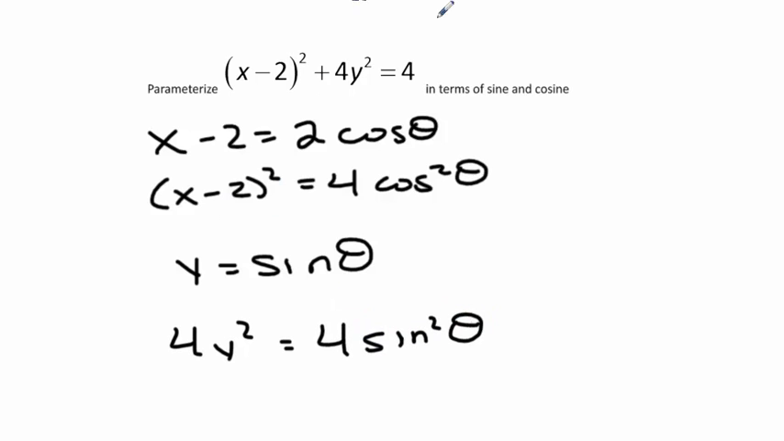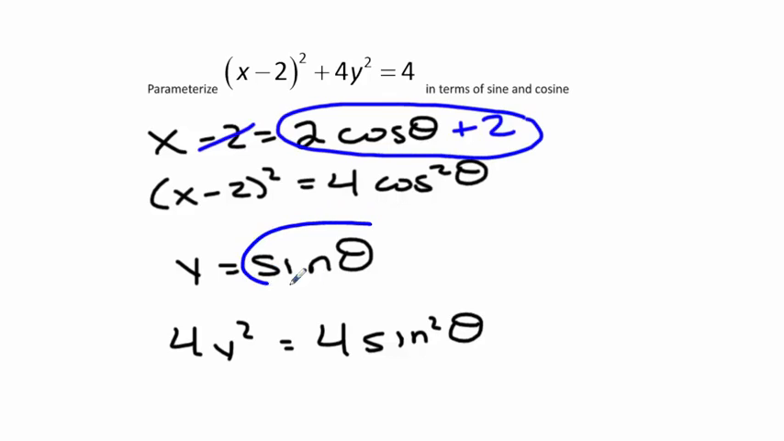In that case, you're going to have 4 cosine squared plus 4 sine squared equals 4 times 1, or 4. Now, this is what x − 2 is equal to, so x itself is going to be equal to 2 cosine theta plus 2, and y is going to be equal to sine theta. So we have the parameterizations for x and for y.